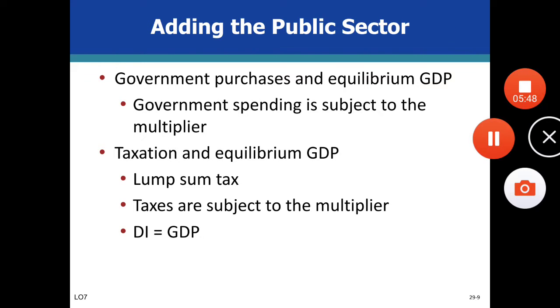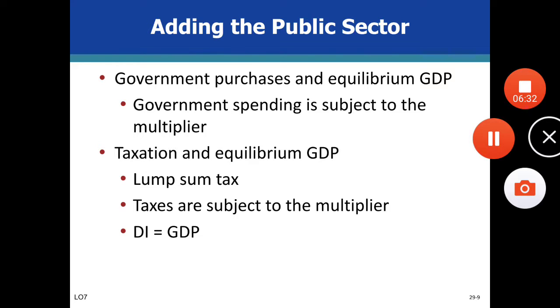Okay, now we are adding the public sector. Tax collections we will assume are constant and independent of the GDP level. And we know that an increase in taxes has an indirect effect on aggregate expenditure, because taxes reduce disposable income and consumption by the amount of the tax times MPC. So taxes are basically subject to the multiplier, and disposable income is equal to GDP.